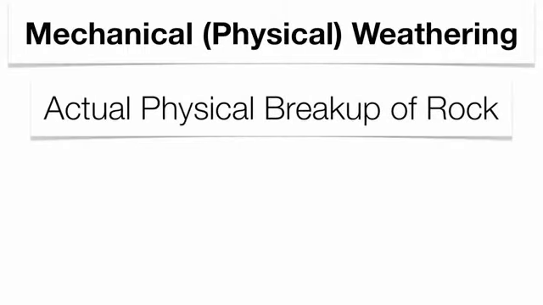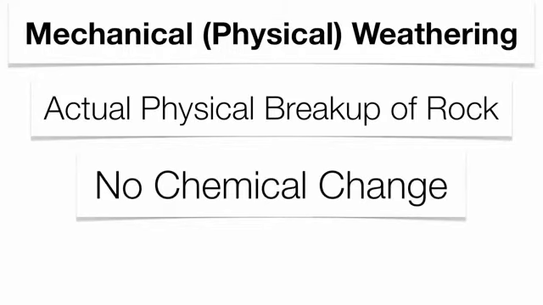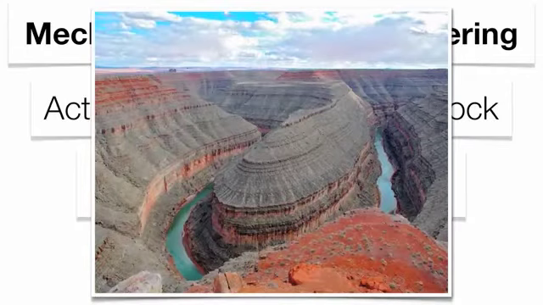Weathering is the actual breakup of rock. You're going to change the size, you're going to change the shape. There's going to be absolutely no chemical change whatsoever with the rock. So anytime you see an example of, for instance, a canyon, the running water is going to break up the rock, transport it to another location, and eventually that rock is going to be broken up enough where you're actually going to get a dent in the ground called a canyon.